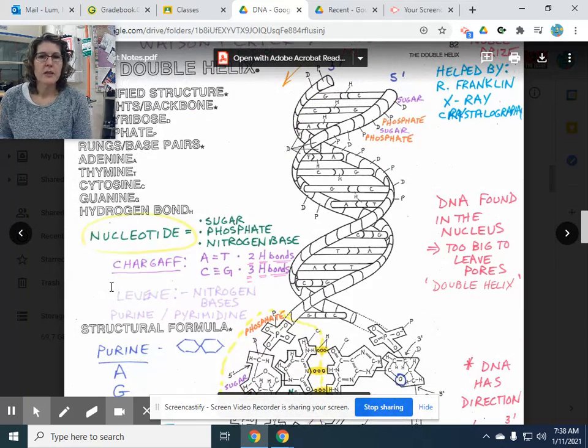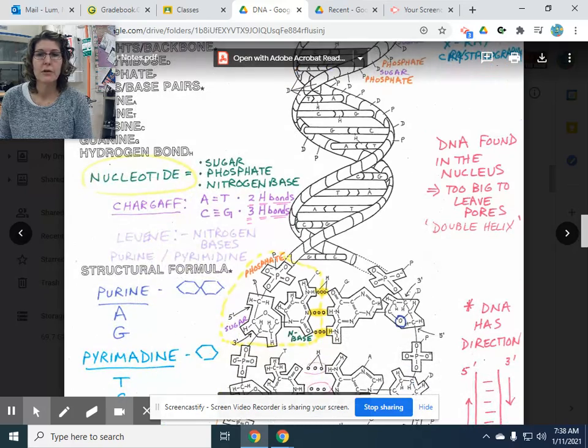Chargaff's rules, we just talked about them. Chargaff said that there are equal amounts within that particular strand of DNA. Every time I see an adenine, I have equal amounts of thymine. There are 2 hydrogen bonds between them. So A and T will equal each other. They always pair up unless there's a mutation. And cytosine and guanine will also always pair up. They have 3 hydrogen bonds. And that's how you know which base pairs are complementary to each other, which ones match up together. Levine's the one to talk about these nitrogen bases, your purines and your pyrimidines.